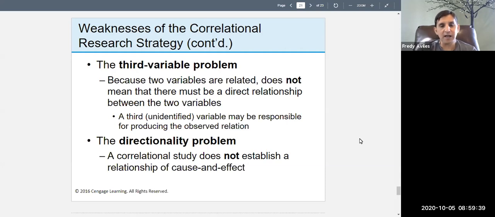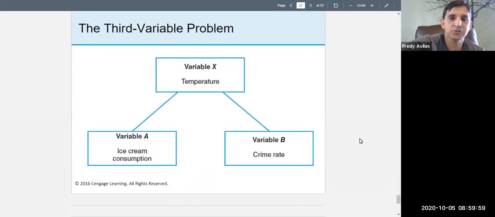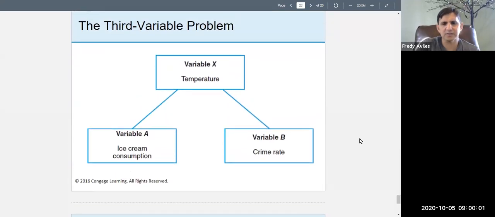There's also the directionality problem. A correlational study does not establish a relationship of cause and effect. The directionality problem basically has to do with what's affecting what. A correlation doesn't tell you about cause and effect. So there's a problem with directionality. Now, here's some visuals for you guys to explain this stuff a little bit further. The third variable problem. Here's the thing.